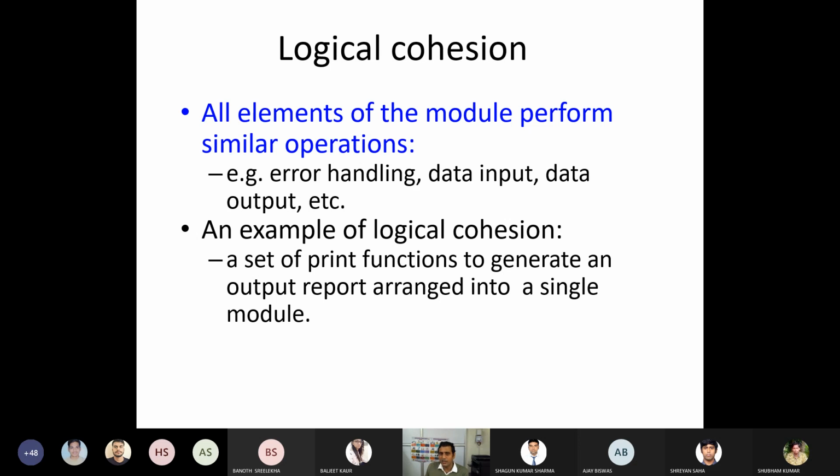Now this printing function has similar operations. It can handle errors if it has any, it always takes data input, and it gives some data output. So this printing function will have similar operations. You have a set of functions, and all of these functions have a similar sort of operation. Then we can say they are logically cohesive. That means logical cohesion. Do you understand? Any doubts so far?